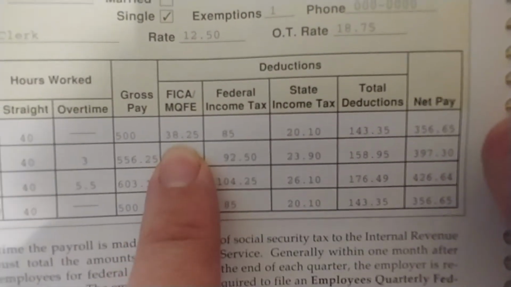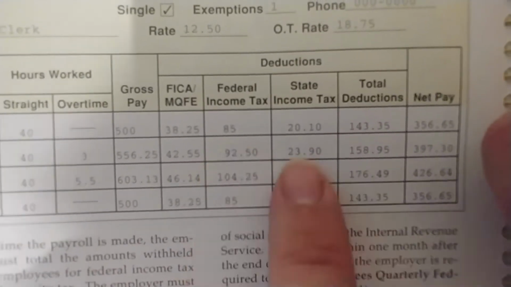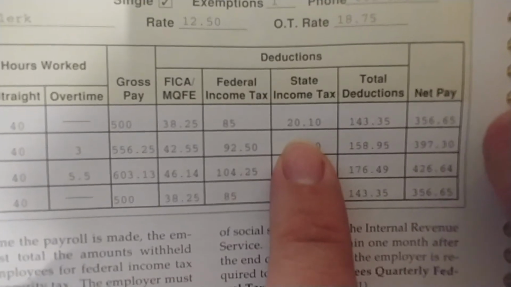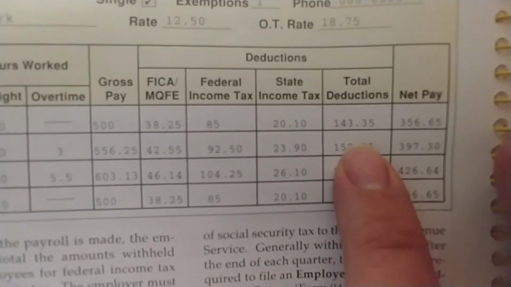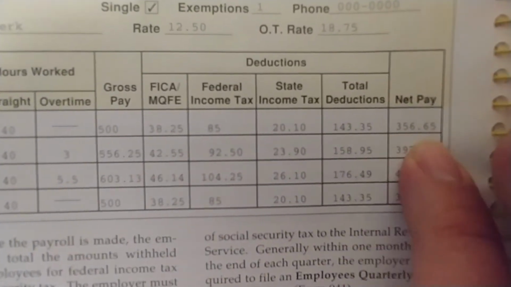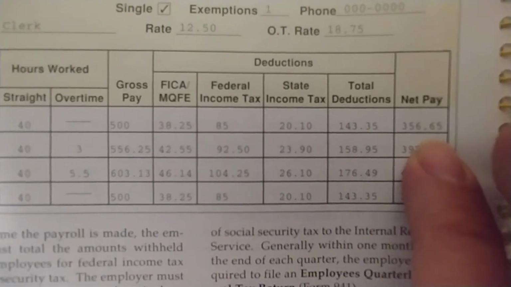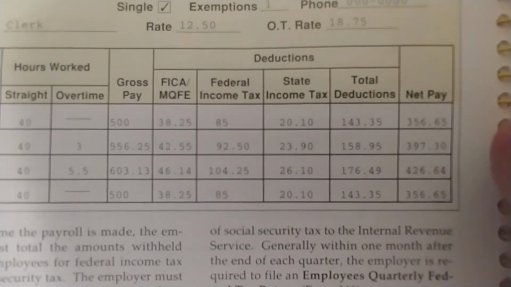FICA plus federal income tax plus state income tax, those three numbers. And if you add them up, it should come to $143.35. So you subtract all that from 500, and what they actually get their paycheck for is $356.65. All right.